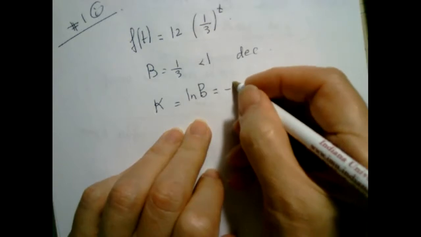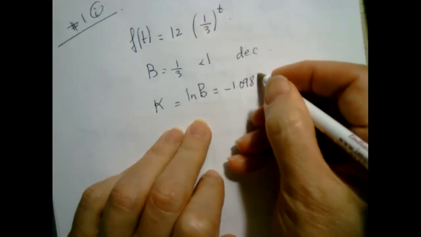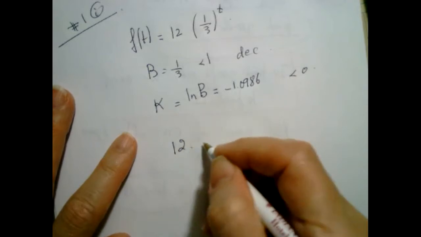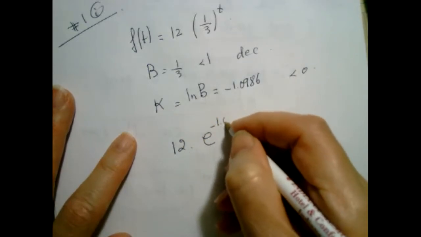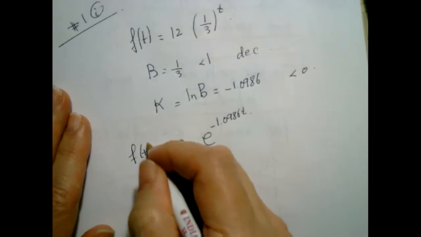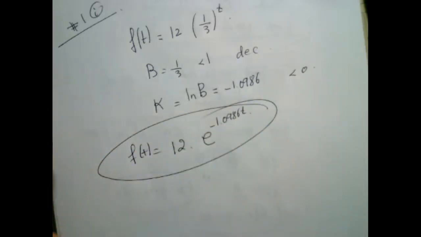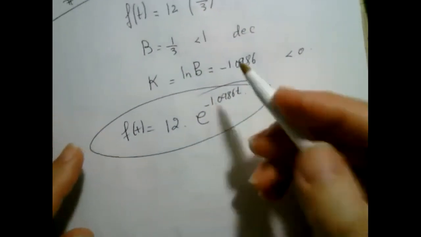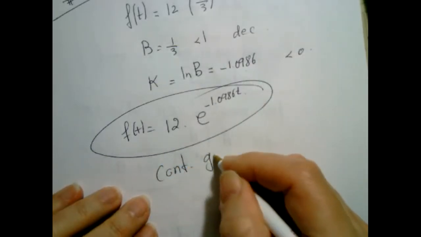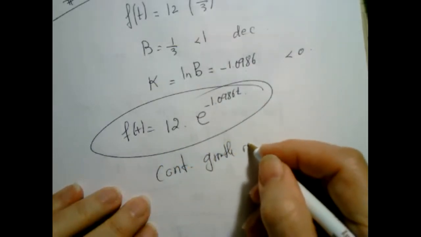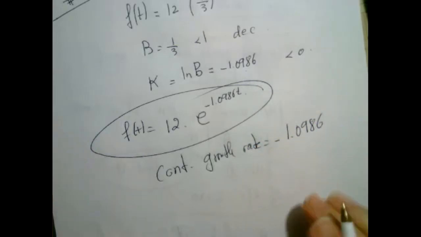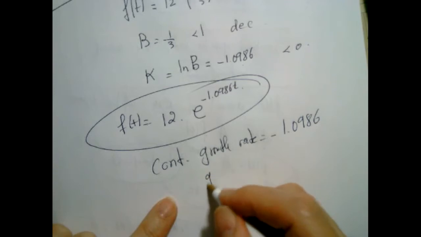So it's going to be minus 1.0986. Okay, and the function will be written e to the power minus 1.0986 t. And now the continuous growth rate, so the continuous one, is minus 1.0986.